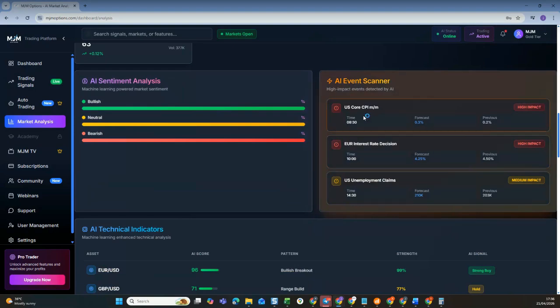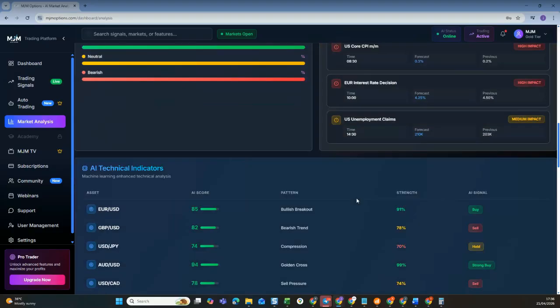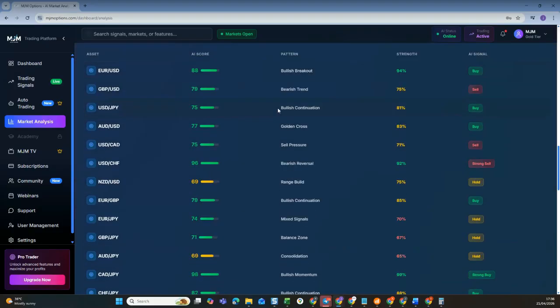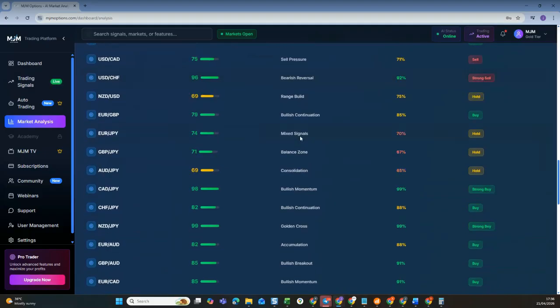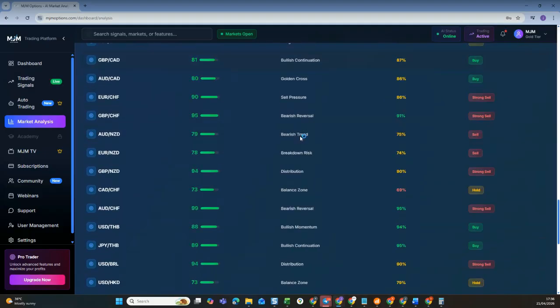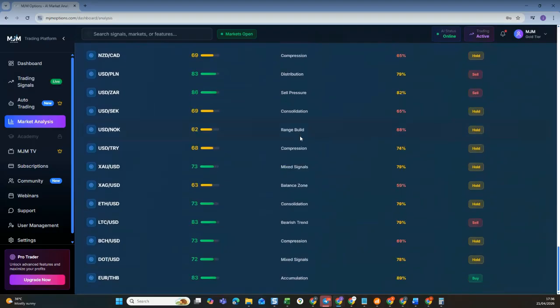AI event scanner talks about the ability of the AI to study the news and use the information it gets from the news to give you an informed signal. The next thing here is the AI technical indicators. This talks about the ability of the AI to study the charts and recognize patterns and use those patterns to give you an informed signal.